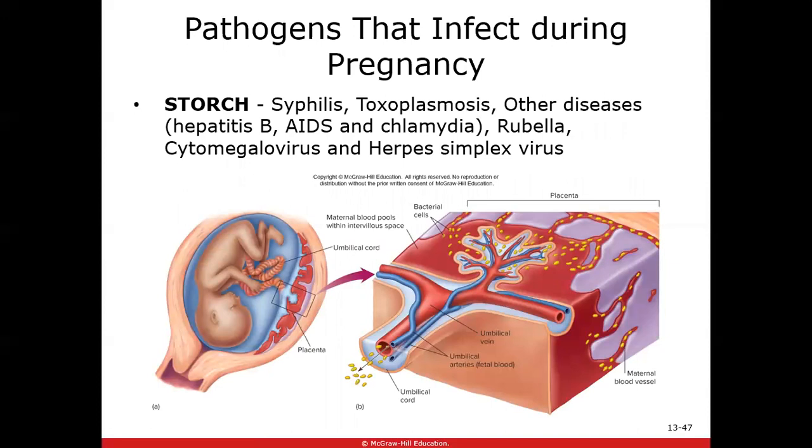Okay, here are some of the pathogens that infect during pregnancy. They use the acronym STORCH, which stands for syphilis, toxoplasmosis, other diseases like hepatitis B, AIDS, and chlamydia, rubella, cytomegalovirus, and herpes simplex virus. These are things that can infect the unborn child through the placenta.